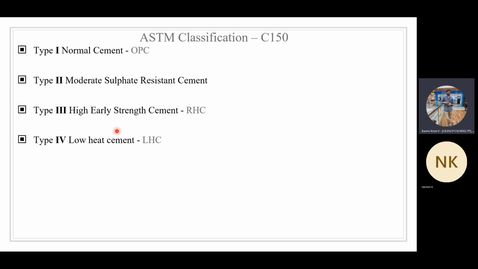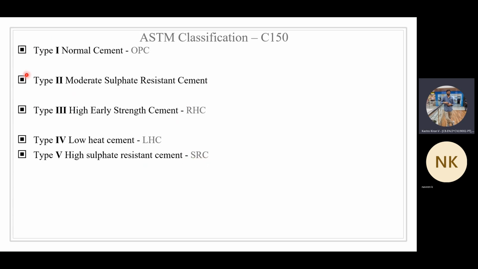The cement which produces low amounts of heat during the hydration process is called a low heat cement. And then we have the last one, which is called type 5, which is a high sulfate resistant cement. So type 2 is moderate sulfate resistant cement, and type 5 is a high sulfate resistant cement. That is also called SRC, that is sulfate resistant cement.